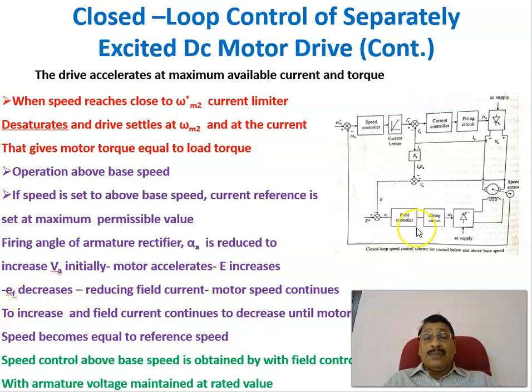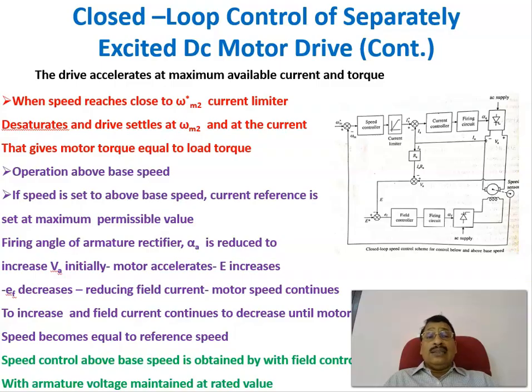As the speed increases above the base speed, this error gets increased, and it is given to the field controller. As the error increases, the field current continues to decrease until the motor speed becomes equal to the reference speed. The field current gets reduced while the speed is increasing, and then the speed becomes equal to the reference speed. Speed control above the base speed is obtained with field flux control, with armature voltage maintained at the rated value.